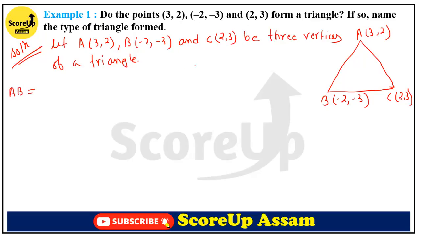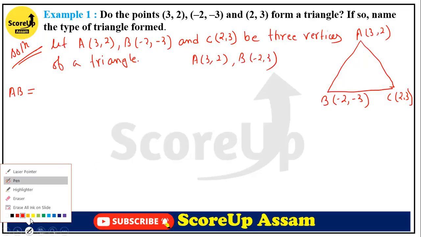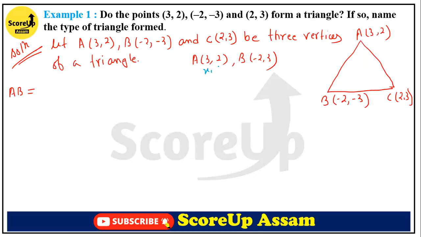So AB is equal to what? The coordinate of A is 3, 2, and the coordinate of B is minus 2, minus 3. This will be our x1, this will be y1, this will be x2, and this will be y2. So the length of AB is equal to the square root of x2 minus x1 whole square plus y2 minus y1 whole square. We shall use this formula.